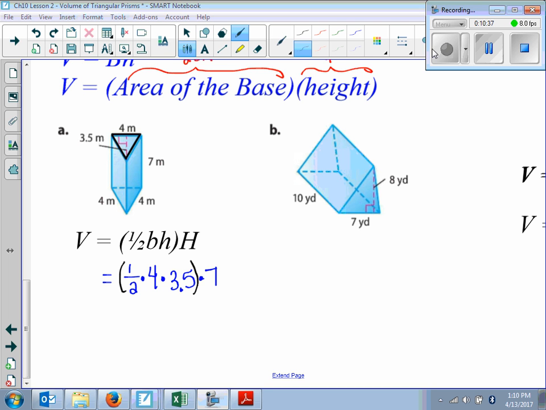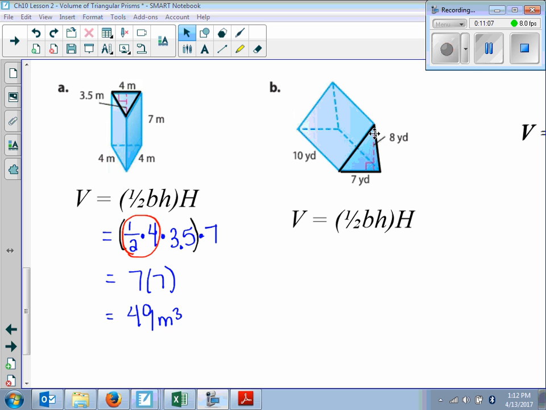Now we're going to multiply to simplify. So I'm going to do 1/2 times 4. So half of 4 is what? 2. And then 2 times 3.5 is 7. Very good. And then we have 7 times 7, which is 49. Perfect. So 49 what? Meters cubed. Beautiful.